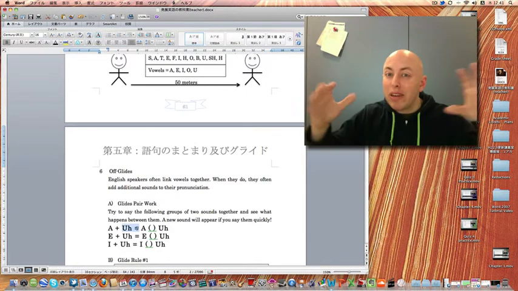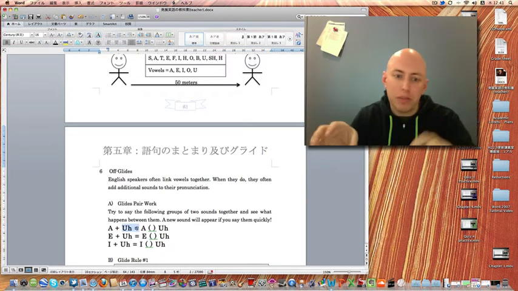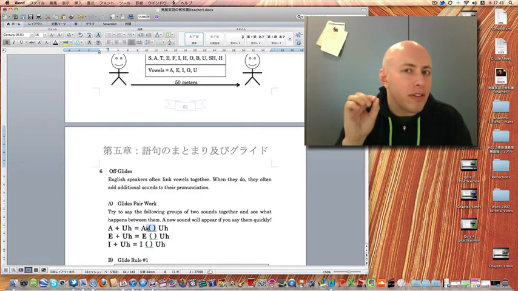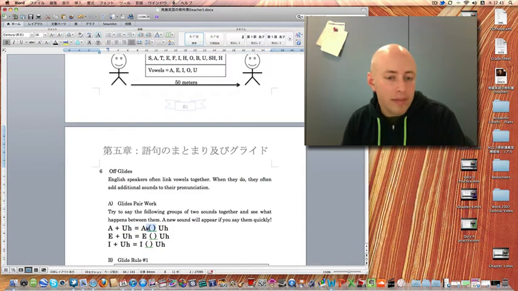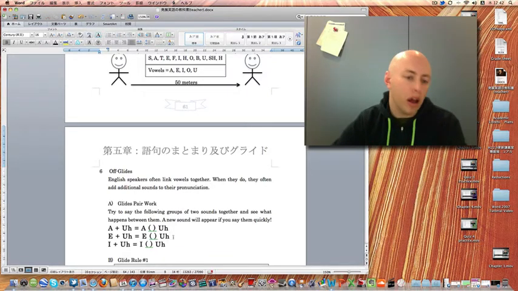Now, say them together. So say A, and then start saying the next vowel with no space between them. Can you hear what happens? When you do that, a different sound is going to appear. Can you hear it? Here we go. I hope you hear that Y appears between them. This is a glide. And the same thing will happen with all of these vowels.